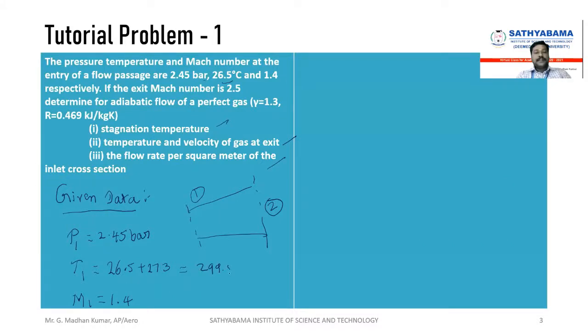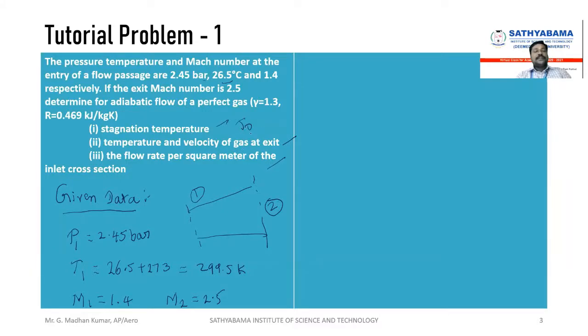299.5 Kelvin, right? So this is your temperature T1, and we have Mach number M1. And then we have the exit Mach number, right? So my exit Mach number M2 is 2.5. Now listen to the problem. What you have to find, and we know that formula. So the problem asks us to find the stagnation temperature.